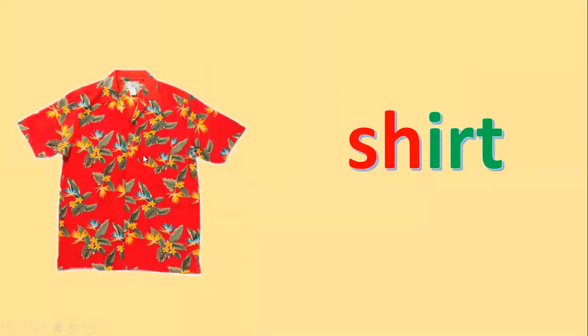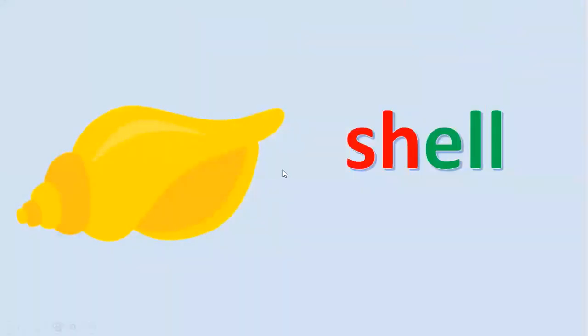Now, what is this? This is a shirt, and you can read here, sh, ert, shirt. Shirt, shirt, shirt. And this is shell. Read it here. Shell, shell, shell. This is a shell.